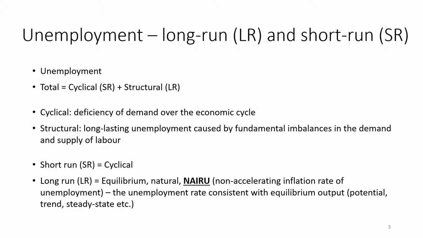The second is the structural component of unemployment, and this is longer term and reflects fundamental imbalances in the demand and supply of certain types of labour. And this longer run unemployment persists, even as the effects of the business or economic cycle are taken out. This long run component of unemployment is often described by different names, the equilibrium rate, the natural rate, but the one I want to use is called the NAIRU, or the non-accelerating inflation rate of unemployment, because this is considered to be the unemployment rate that is consistent with the trend or potential level of output or GDP in an economy.